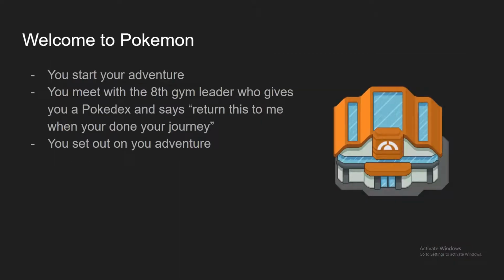You start off Pokémon in the same manner you always would. Get out of your house, obtain a Pokémon, and meet with the professor to pick up your Pokédex. In this world, the 8th gym leader is the professor, and when they give it to you, they request that you give it back at the end of your journey. Now it's time for you to set out on your adventure.